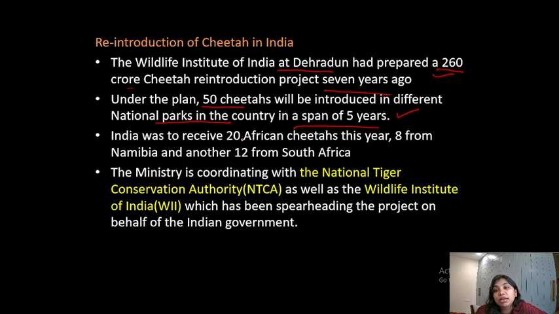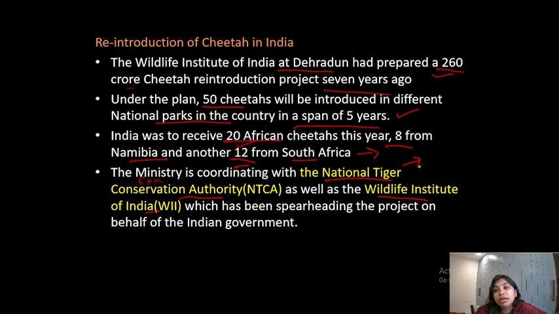Here, India received 20 African cheetahs this year, over a span of 5 years. This year, India is receiving 20 African cheetahs, 8 from Namibia and 12 from South Africa. We got permission from the Namibian government, but we are yet to get permission from the South African government. South Africa has the highest number of African cheetahs. So the environment ministry is coordinating with the National Tiger Conservation Authority and the Wildlife Institute of India.